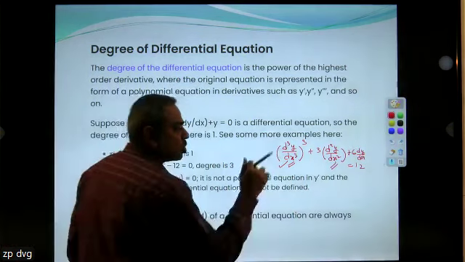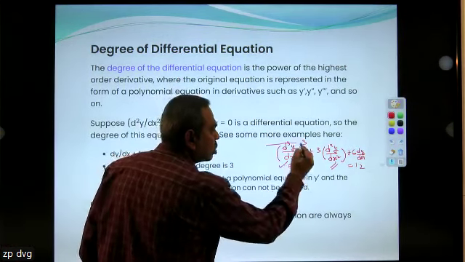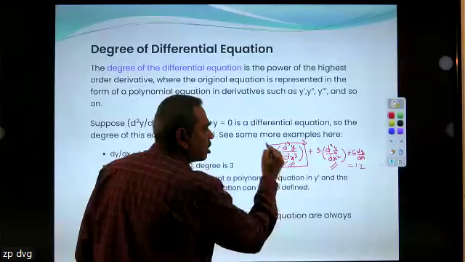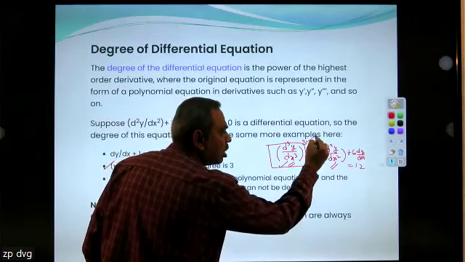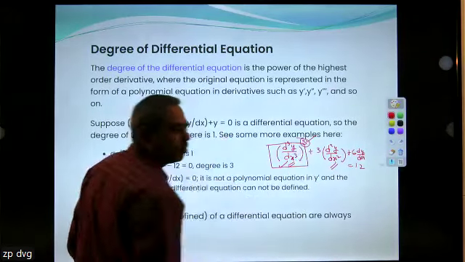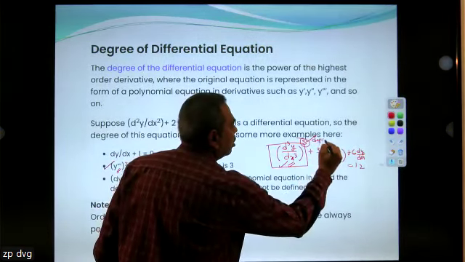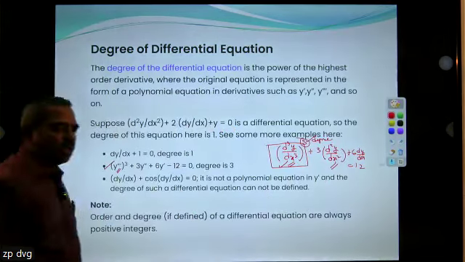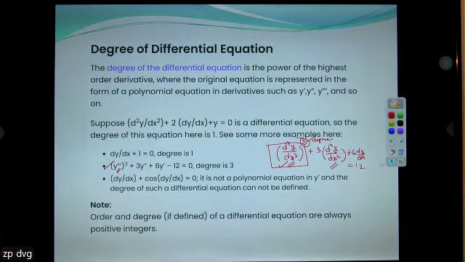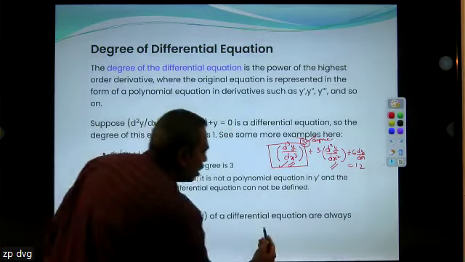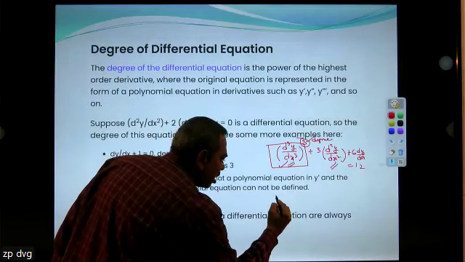Now if degree is asked, then you should see the power of that derivative. Tell me which is the highest order derivative. This is said to be the highest order derivative. So for this highest order derivative, what is the power here? 3. So this 3 is called the degree. This 3 is said to be the degree of the differential equation here.